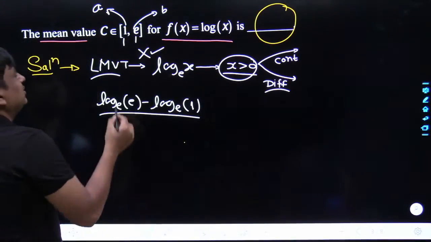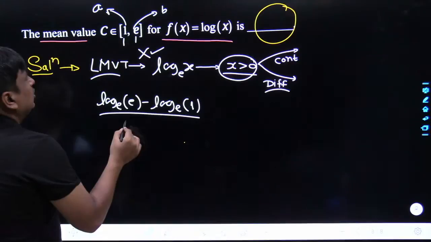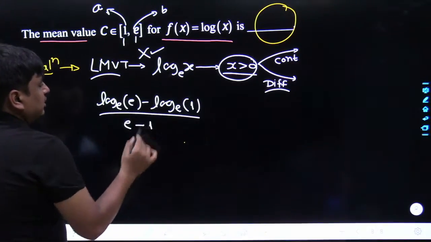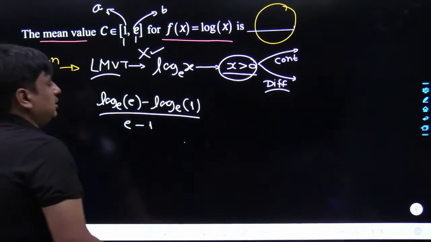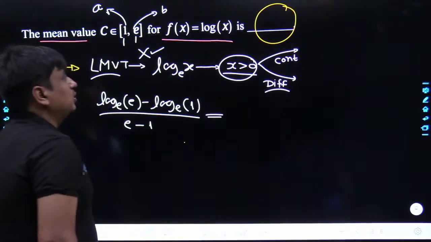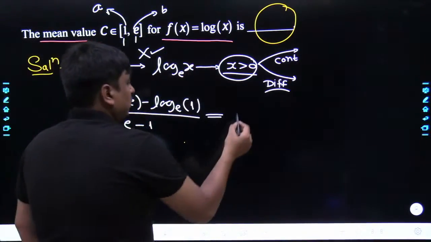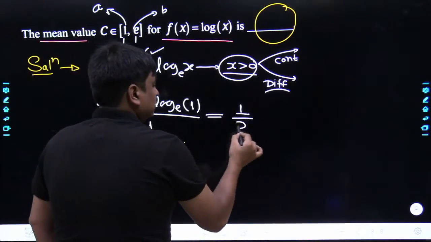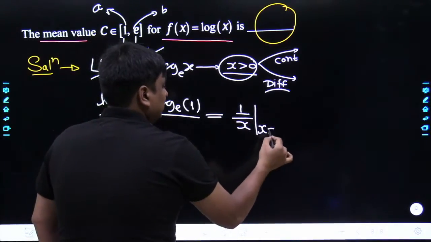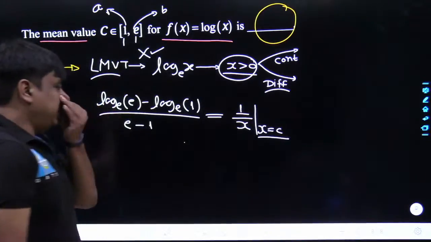B minus 1. What is the b? B is nothing but e minus of 1. E minus of 1 is equals to of. You will take a differentiation of log of x, which would be equals to of 1 upon x, where the x has to be fed as c.